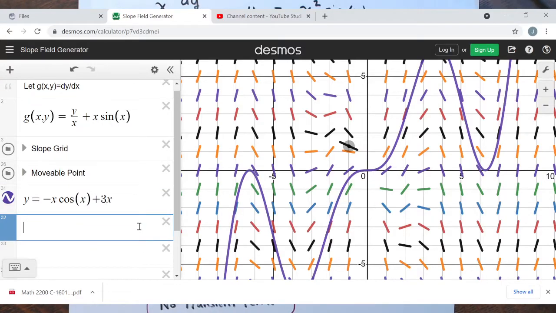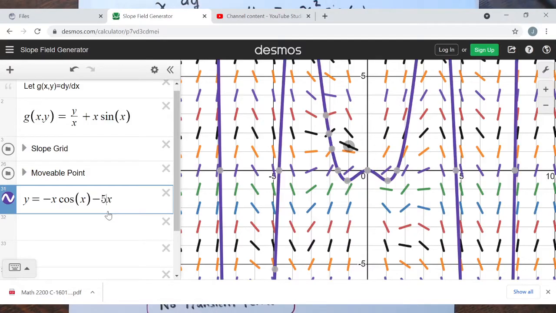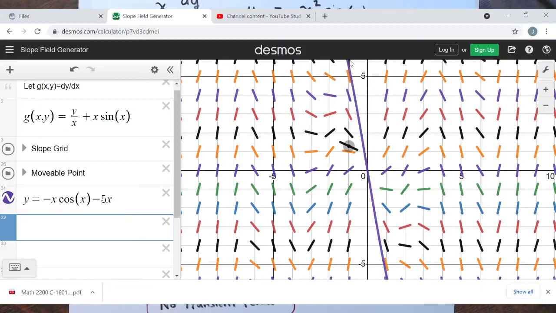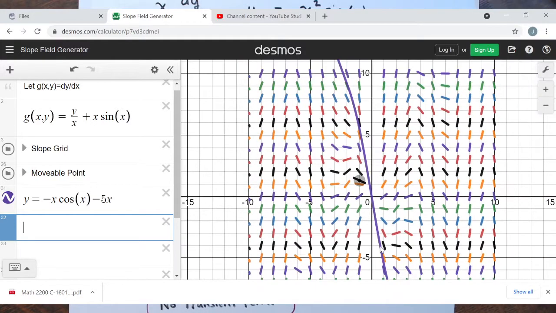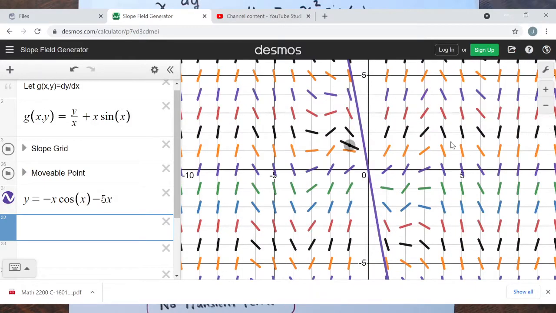Here's plus 3x. Again, following along the slope field. It could be minus even, right? A negative constant, minus 5x. And there, it's pretty straight up, but a little curve. There you go. So you're following the slopes pretty well. So it seems reasonable to me that these are general solutions for this differential equation.